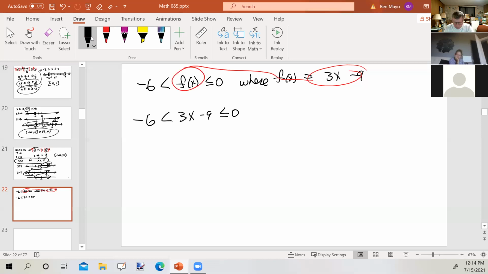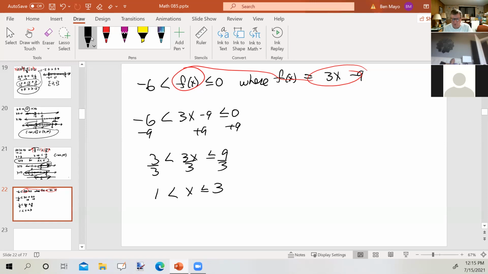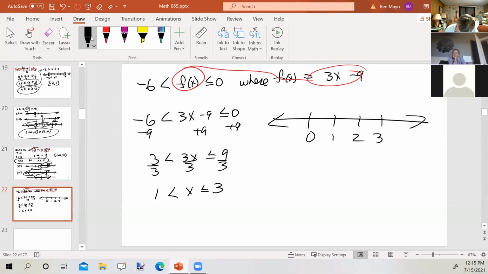Now we want to solve for x in the middle. So we're going to add 9 to each end, giving us 3 less than 3x less than or equal to 9. Then we'll divide each piece by 3, 1 less than x less than or equal to 3. So we've solved for x in the middle. We didn't multiply or divide by a negative number, so we don't have to change the directions. So the graph of that, 0, 1, 2, 3, x is in parentheses there, and a bracket there. And then interval notation would look like that.